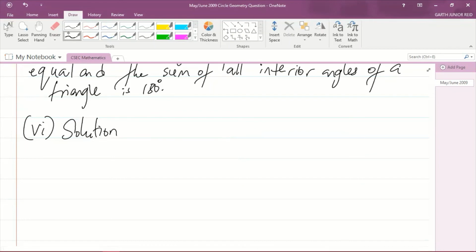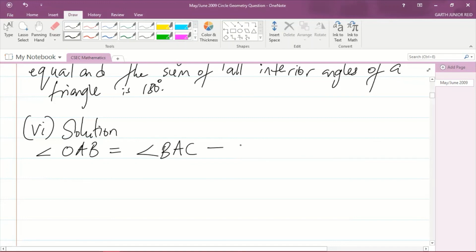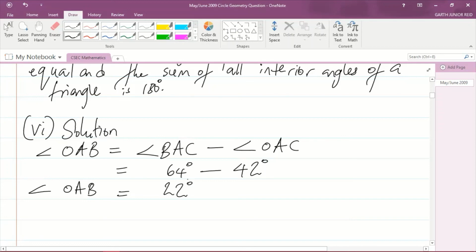Great. So we are saying that the angle OAB is equal to the angle BAC minus the angle OAC. So the bigger angle minus the smaller angle. The bigger angle was 64 degrees minus the smaller angle, which was 42 degrees. So therefore I can see that the angle OAB equals 64 degrees minus 42 degrees. That's 22 degrees.